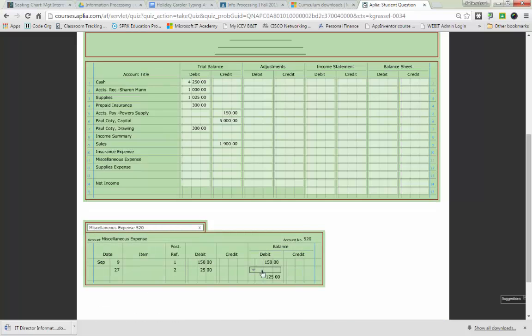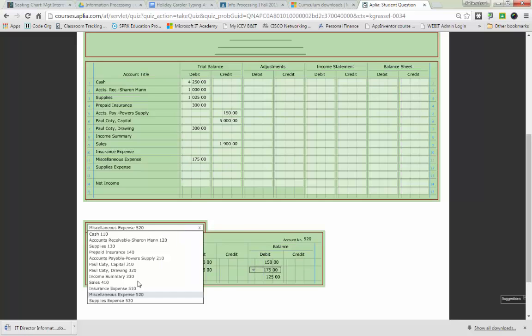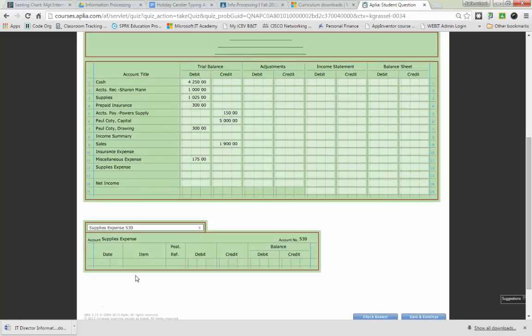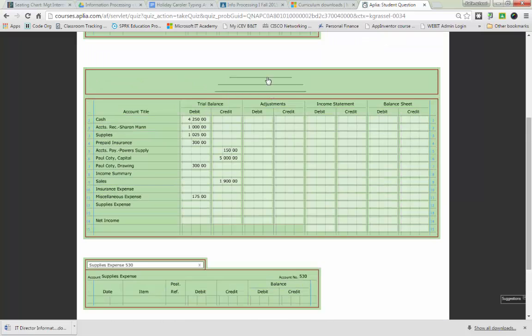Miscellaneous expense, again, a little bit of a math mistake. We need to add. So miscellaneous expense should be 175. And again, there should be nothing in supplies expense. The other thing that we need to do, if you have not done it already, is in the very top, we need to put in the name of our business, which is Leafy Lift, name of our document, which is worksheet, and the date. We are doing this for the month ended September of the current year.